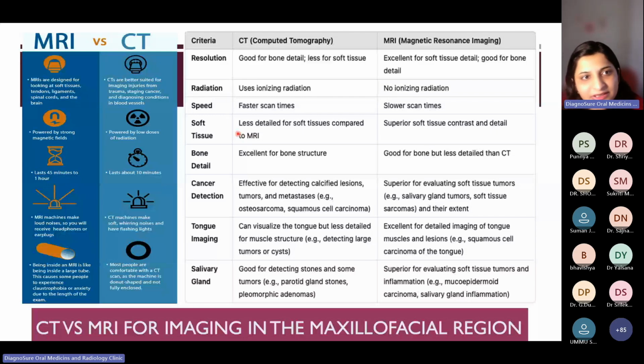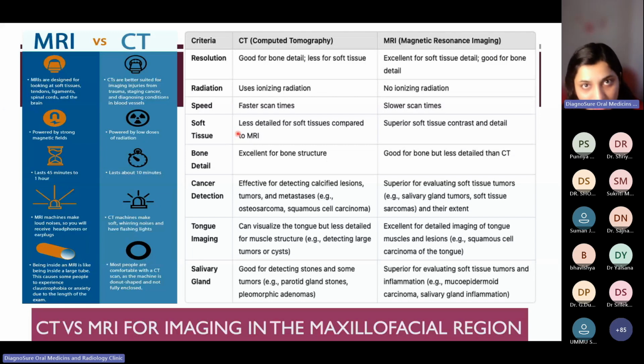Another advantage of CT is that it is very fast. It happens in fractions of seconds, which makes it less time consuming and ideal for emergency clinical situations. While MRI provides superior soft tissue contrast and detail. It is the preferred method whenever we want to image soft tissues such as soft tissue tumors or the tongue. MRI is the gold standard for the tongue.